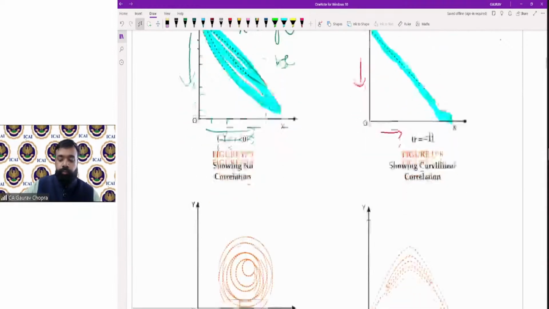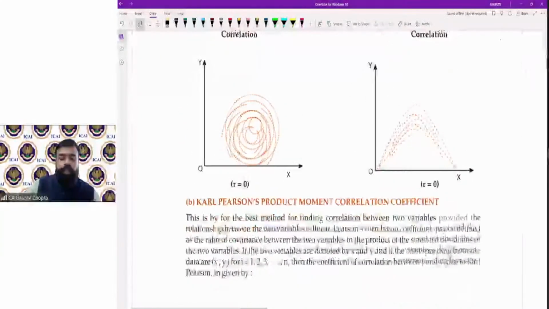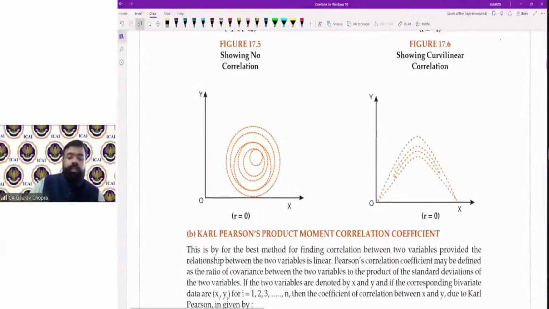Okay. Then the next one, 17.5. Now, in this case, we can see that there is no downward or upward pattern. It is completely scattered. ये completely scattered है. कभी value right, then left, up, down, अलग-अलग जगह पे values scattered है. There is no particular pattern. It means there is no correlation. So value of correlation will be 0. It is unrelated.